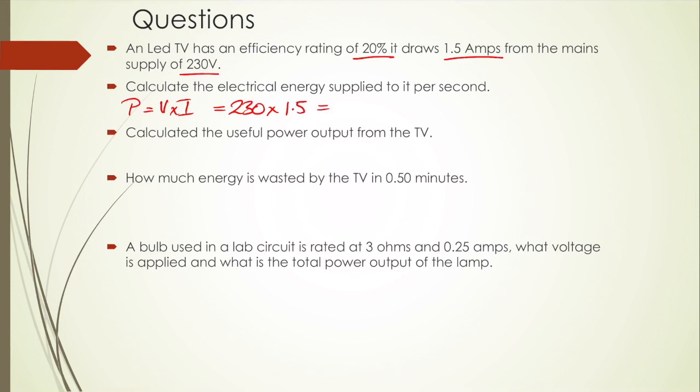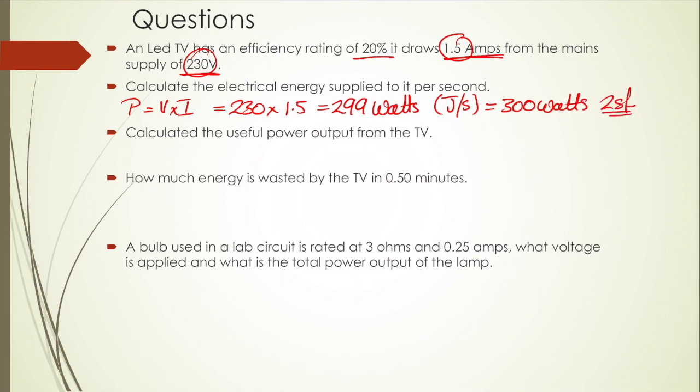That equals 299 watts, or joules per second. 1 watt equals 1 joule per second. And I should have said earlier, but we need potential difference in volts and current in amps for the equation to work to give us joules per second. Now that's not correct yet because this is two significant figures and that's two significant figures. So to get it correct, it should be 300 watts to two significant figures.